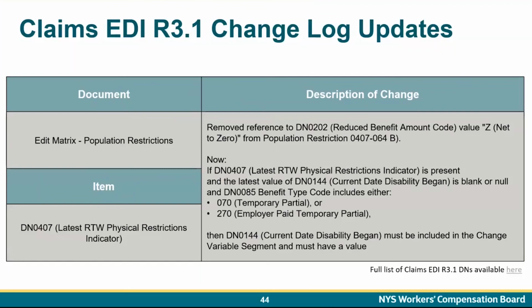The same applies to this population restriction for latest return to work physical restriction code. We removed the net to zero reference.